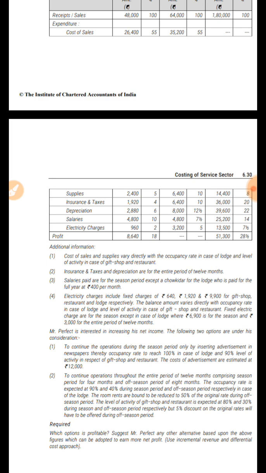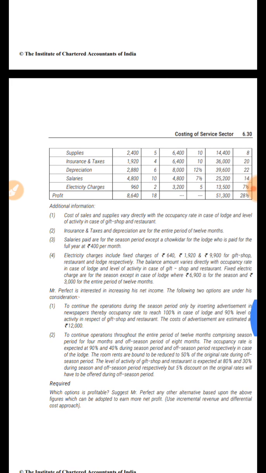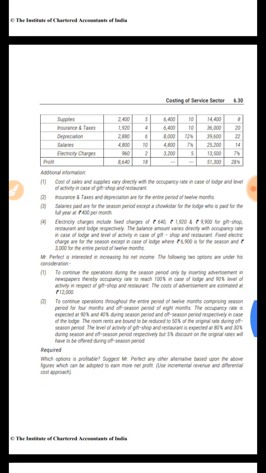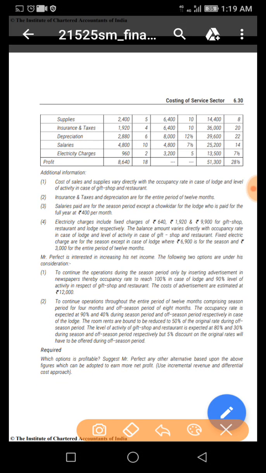So obviously that is also going to be same only here, so that is also not relevant for this first option. That's why we are not considering salary also. Electricity charges we have to consider, because see, fixed is only 640 out of 960. So balance, whatever is what we say variable, those things are relevant.